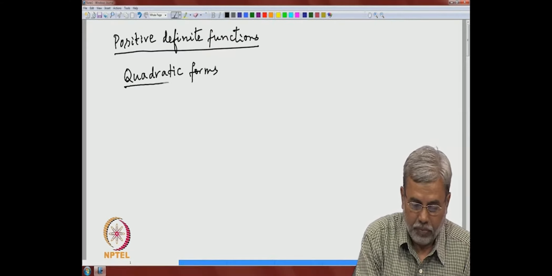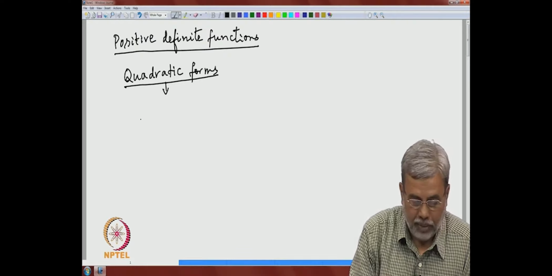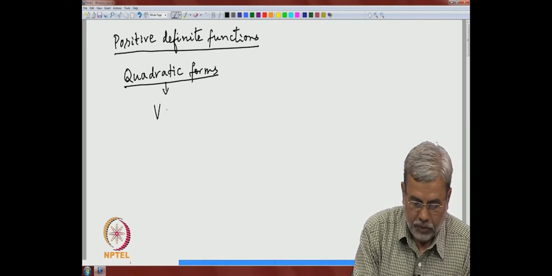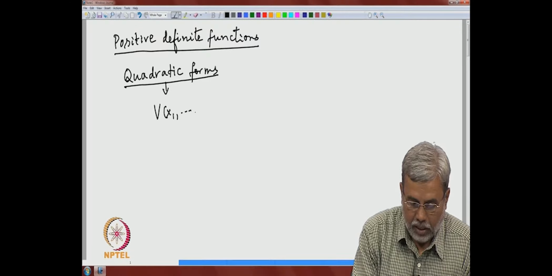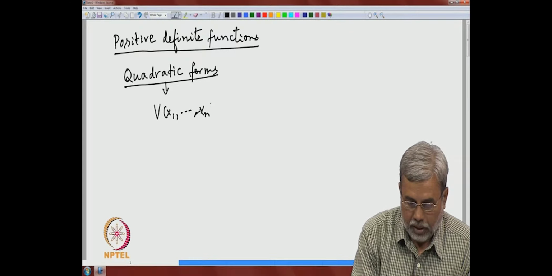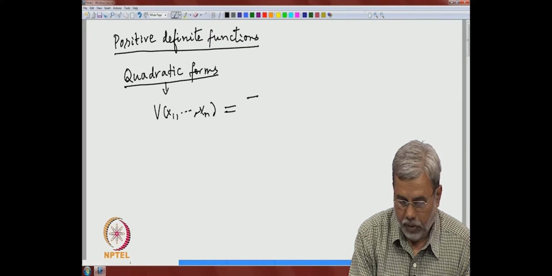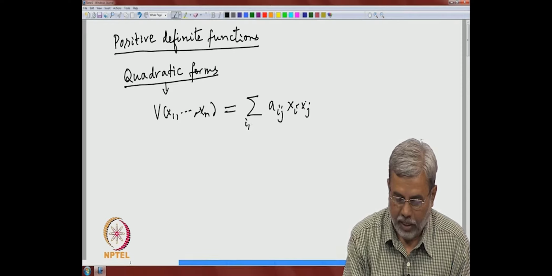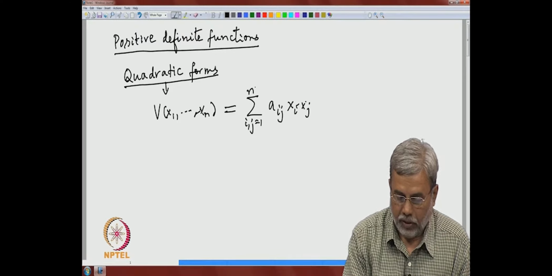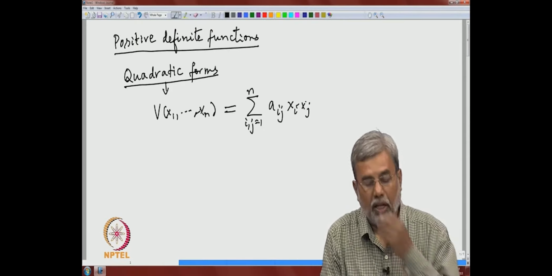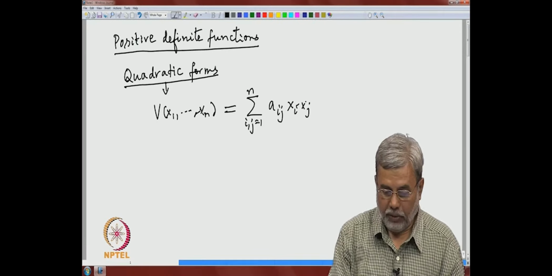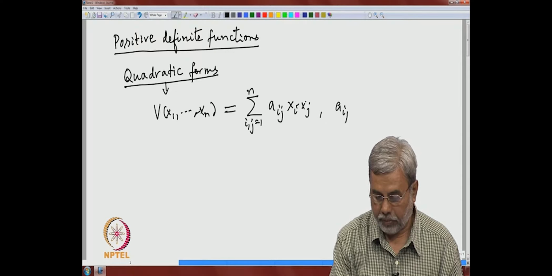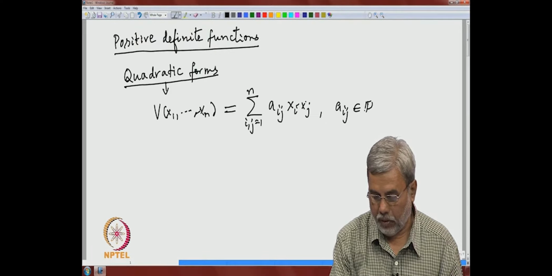Okay. What is a quadratic form? In n variables, a quadratic form. So, let me again use the same letter V. So, V of x1 to xn is the sum of a_ij x_i x_j, i, j equal to 1 to n. I will not be writing this summation all the time, so I just use the summation. Here a_ij are real.